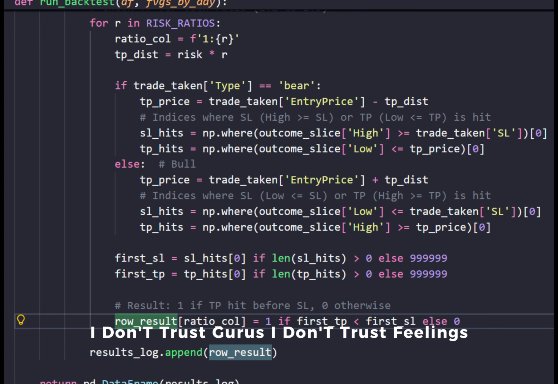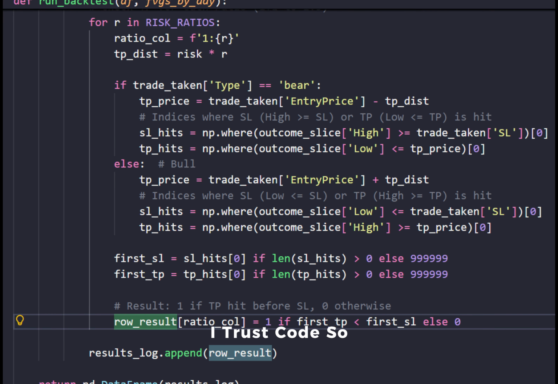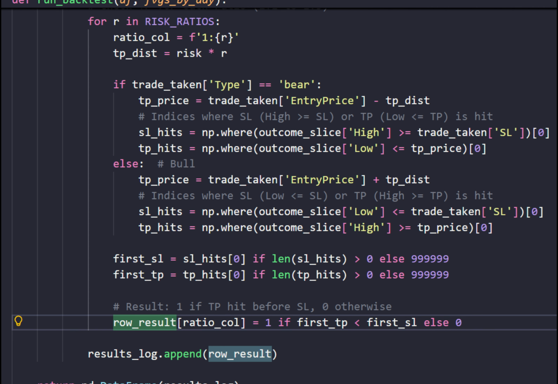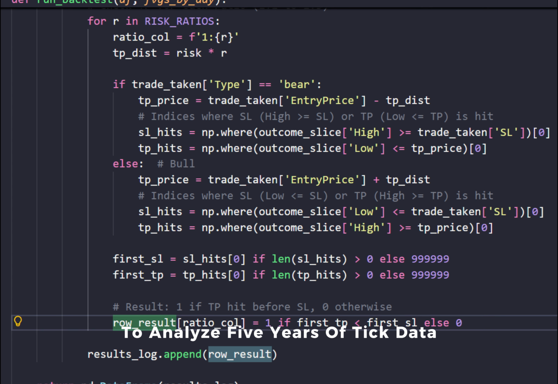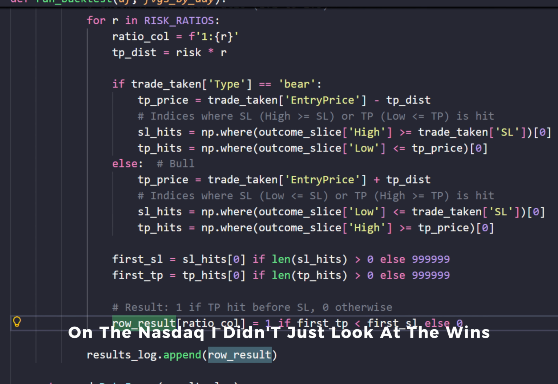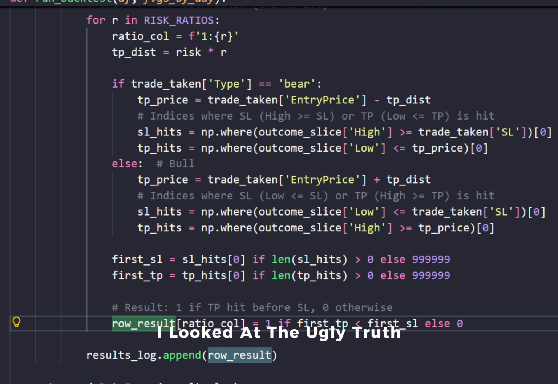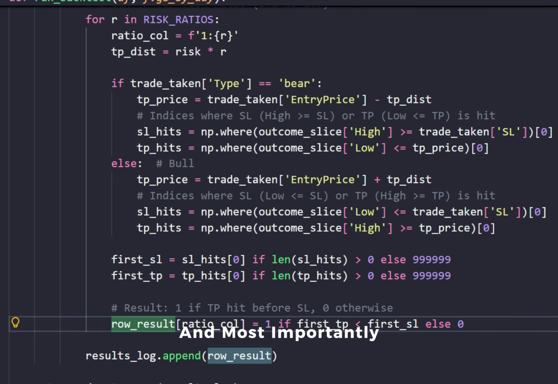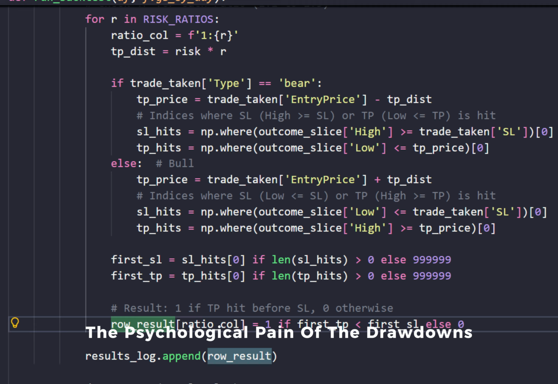I don't trust gurus. I don't trust feelings. I trust code. So, I decided to do what 99% of traders are too lazy to do. I wrote a custom Python script to analyze 5 years of tick data on the Nasdaq. I didn't just look at the wins. I looked at the ugly truth, the commissions, the slippage, and most importantly, the psychological pain of the drawdowns.